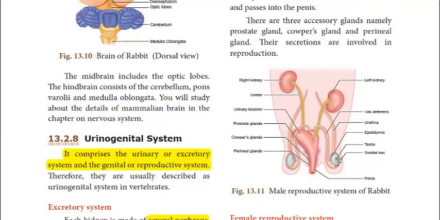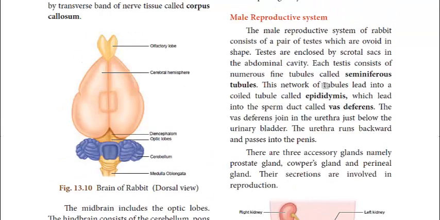Now you can see here, this is the testis. This is a scrotal sac. In the scrotal sac the testis is present. The sperms are formed in the testis. Okay, testes are enclosed by scrotal sac in the abdominal cavity.